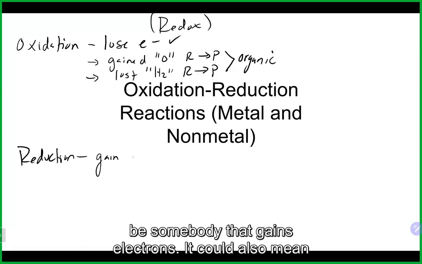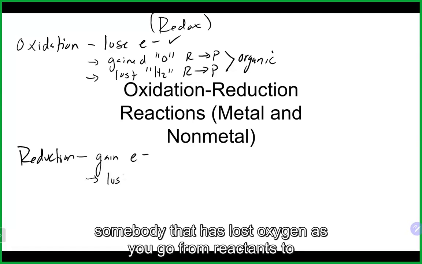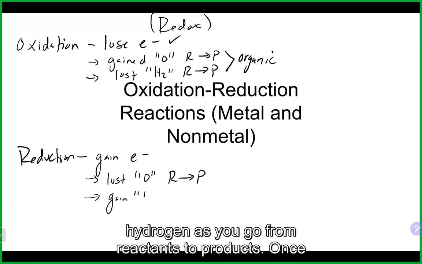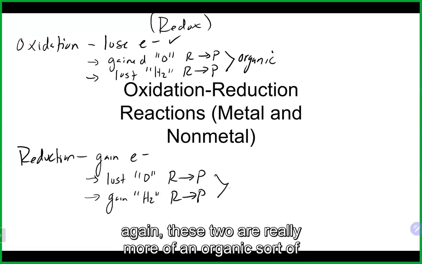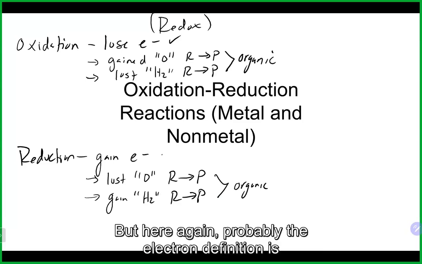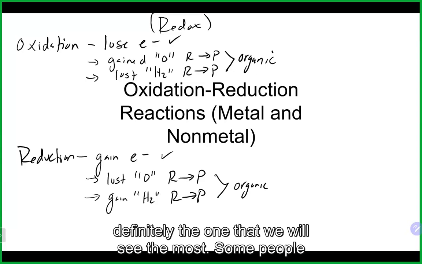Reduction basically means the opposite of all those. It will be somebody that gains electrons. It could also mean somebody that has lost oxygen as you go from reactants to products. And it also can mean somebody that has gained hydrogen as you go from reactants to products. Once again, these two are more of an organic definition that we'll see a little bit later on in the semester. But here again, the electron definition is the one we will see the most.